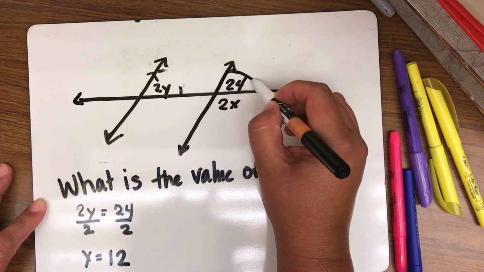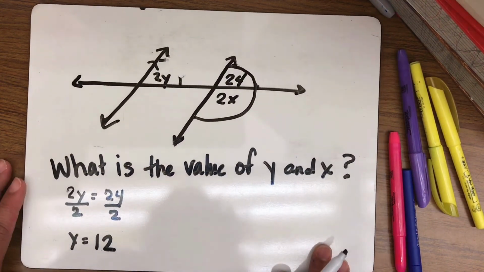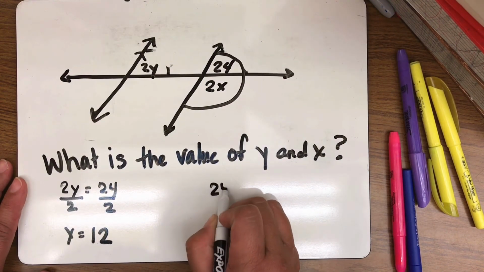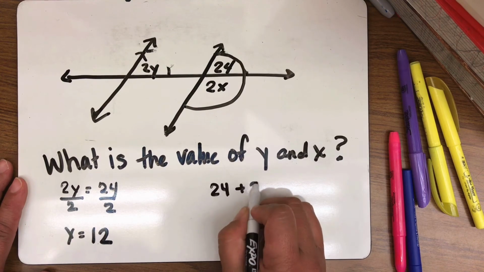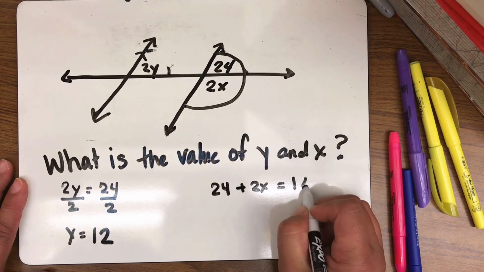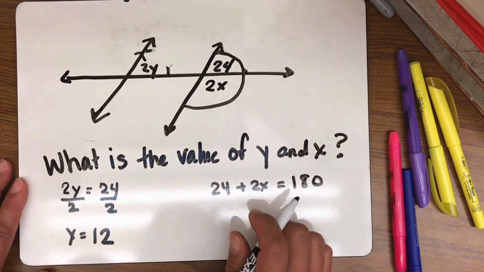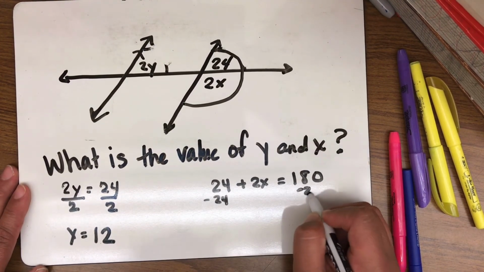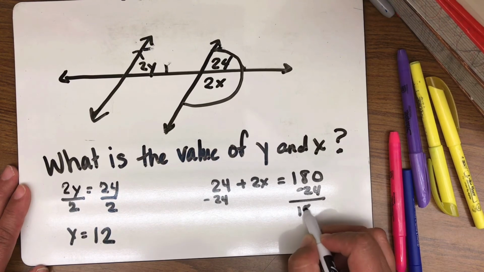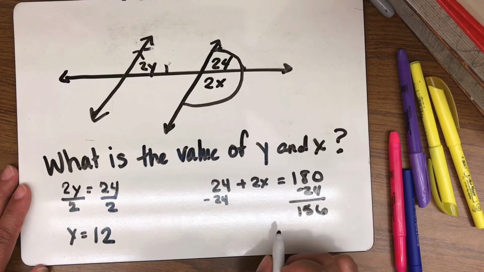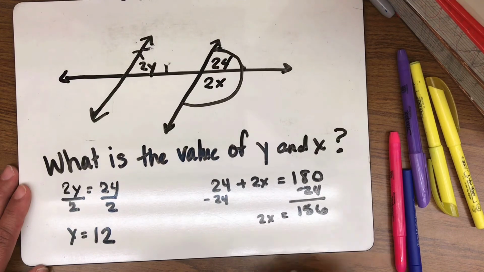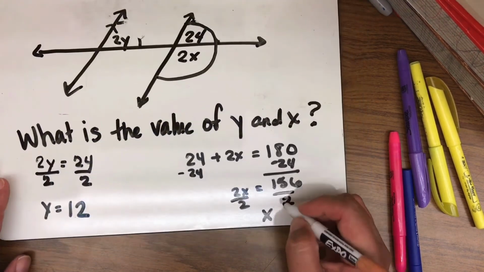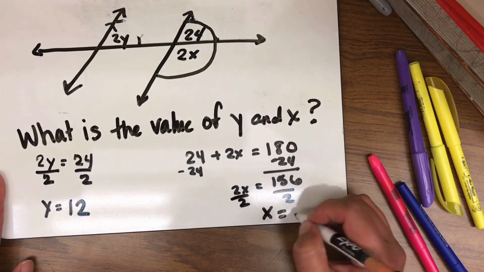All right, so if we want to look at this one, what's the value of x? These two angles here equal how much? Yeah, 180 degrees because they're supplementary angles. So 24 plus 2x equals 180. So this one you have a few more steps to do for your work. So first thing I'm going to do is subtract this 24. So that gives me 156. So then I had 2x equals 156. And then I divide by 2. Divide by 2 here. So x actually equals 78.